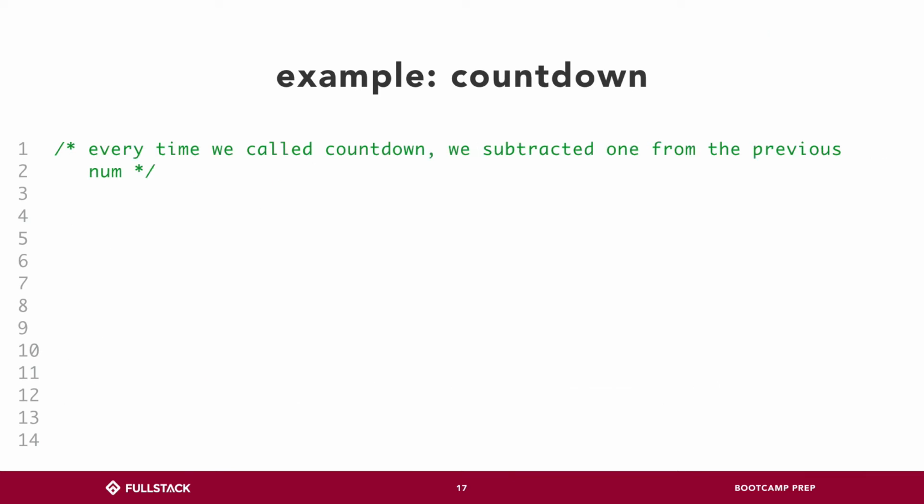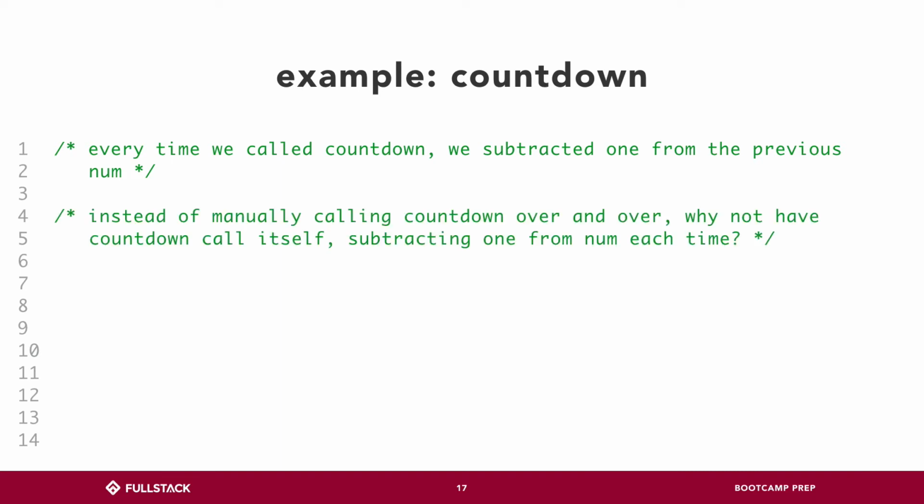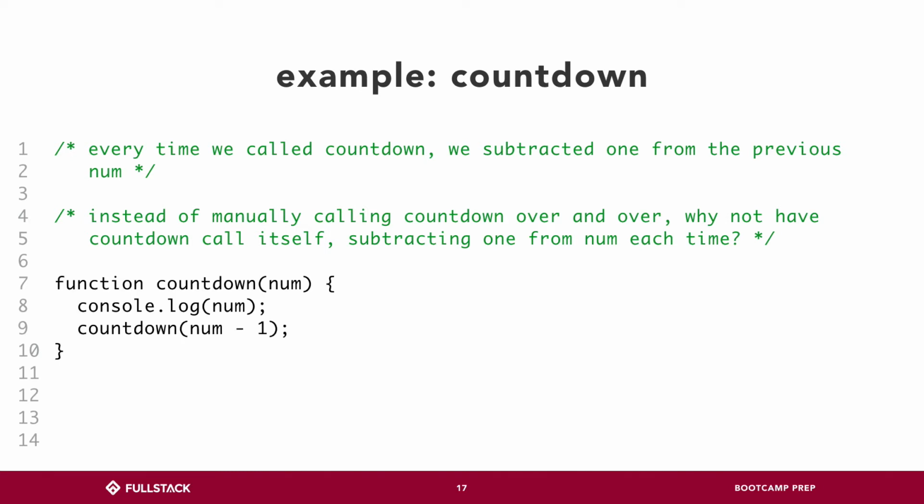So now what we did is that every time we called countdown, we lowered the number from before. So instead of having ourselves call countdown, what if we have countdown call itself, but subtracting from the number each time it does that, right? So here we have function countdown, which takes a number, outputs it, and then calls countdown with num minus 1, right? So now it's doing the subtract 1 instead of us doing it manually.